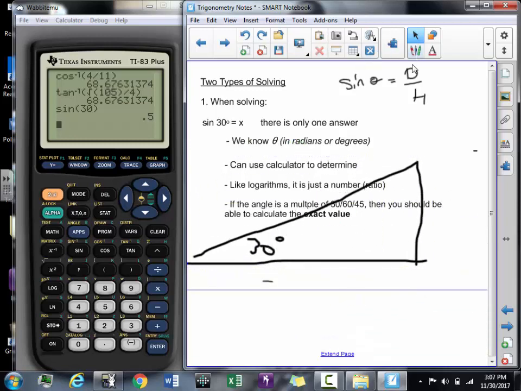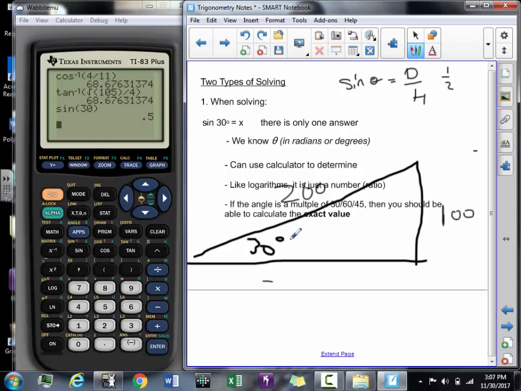Sine of 30 degrees, what it means is that the relationship between the opposite and the hypotenuse is 1/2. It means that when your opposite is 1, your hypotenuse is 2. So if this is 1, this is 2. If this is 100, this is 200. Does that make sense?